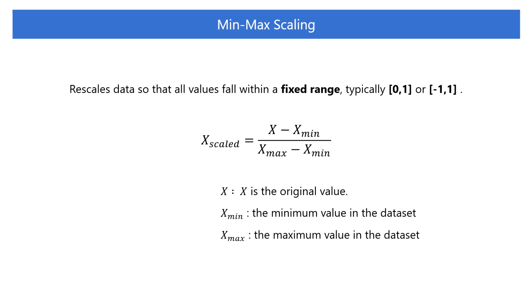Min-max scaling rescales data so that all values fall within a fixed range, typically from 0 to 1 or from -1 to 1. This is the formula of min-max scaling. Here, x is the original value. X-min is the minimum value of the dataset. X-max is the maximum value in the dataset.